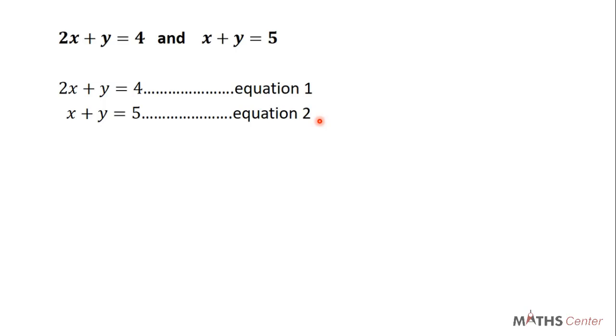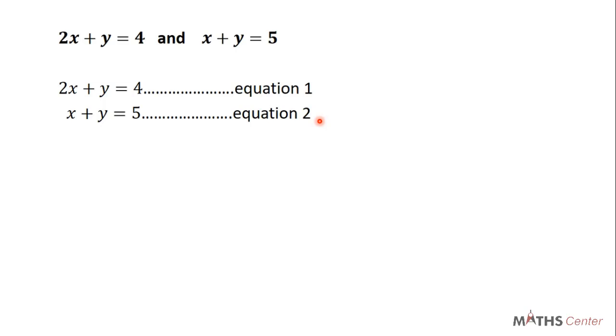Now, we want to eliminate. Eliminate means to cancel out or to make one of the variables 0. To cancel out or to rule out, to make one of the variables 0. So that is our main goal, to make one of the variables 0. The variables are x and y in this equation.